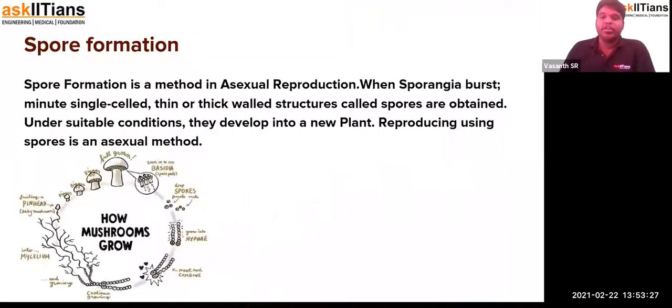Next thing that you're going to talk about is spore formation. What is spore formation? What is a spore? A spore is a small enclosed structure which will have a reproductive cell inside it. A single celled thin or thick walled structure is called a spore. This is found in mushrooms and fungi mostly. When you talk about fungi, under suitable conditions, when do you see mushrooms sprouting?